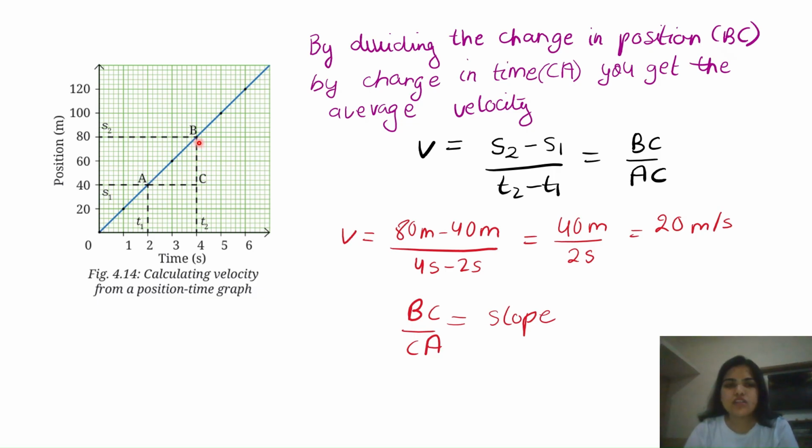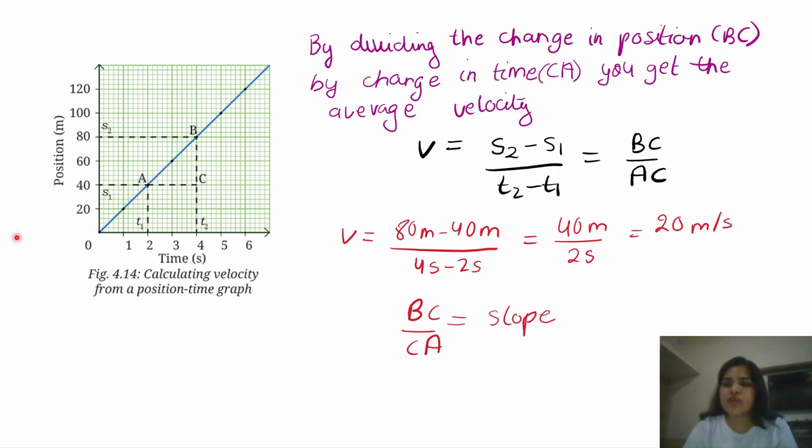BC represents the change in the position, that is S2 minus S1, and AC represents the change in time, that is T2 minus T1. By dividing the change in position BC by the change in time AC, you get the average velocity. By extracting values of time t1 and t2 and distance s1 and s2 from the graph, that is, s2 is equal to 80 meters, s1 is equal to 40 meters, t2 is equal to 4 seconds and t1 is equal to 2 seconds.